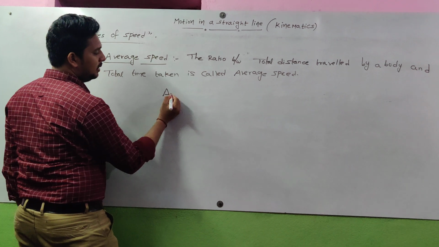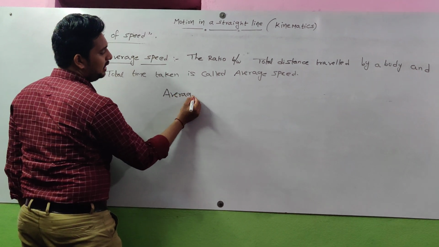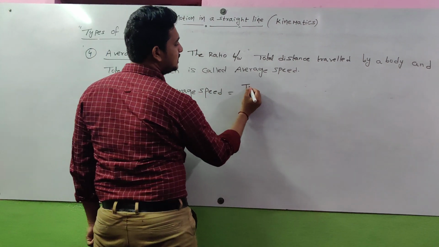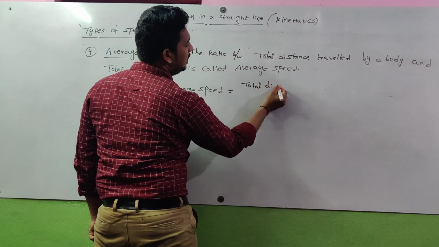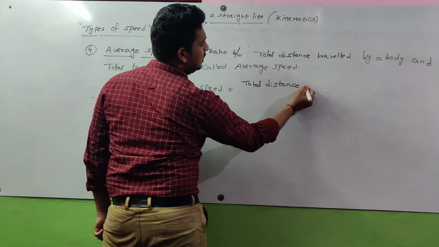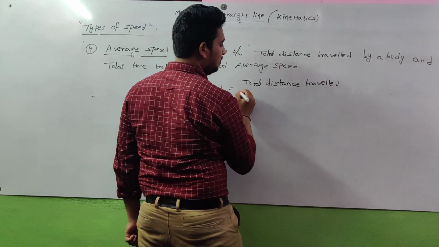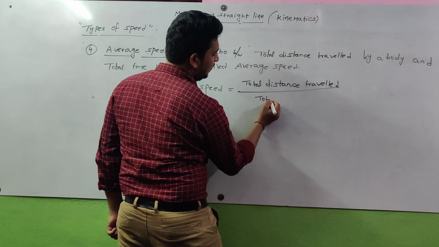So what is the formula here? Average speed is equal to total distance traveled by total time taken.